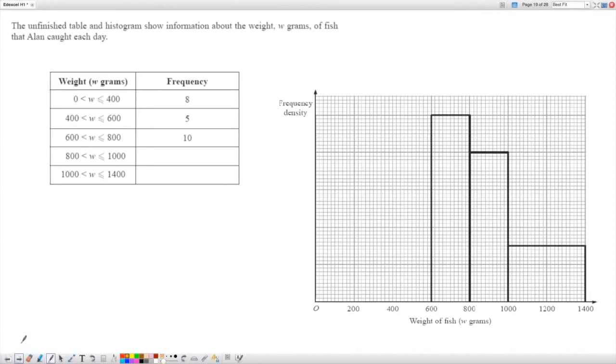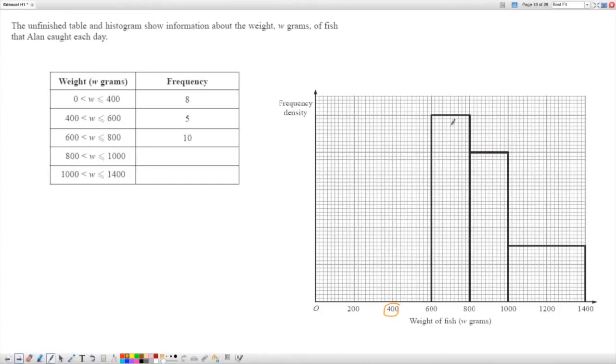Here we have an unfinished table and histogram, which shows information about the weight, in grams, of fish that Alan caught each day. We've got our scale and our label across here for our x-axis. We haven't got a scale on the frequency density, and we've got a number of things missing. Our first group from 0 to 400, we've got a frequency, but we haven't got a bar. Our next group from 400 to 600, we've got the frequency, we haven't got the bar.